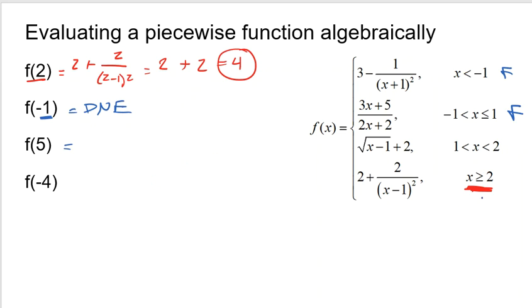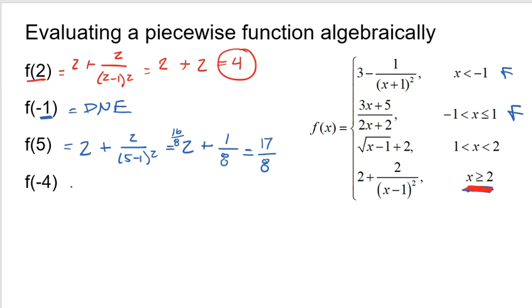What about when x equals 5? Well, once again, 5 is greater than 2, so we're going to once again use this bottom equation. So 2 plus 2 over 5 minus 1 squared. And then walk yourselves through it. So let's see here. 5 minus 1 is 4. 4 squared is 16. 2 sixteenths is 1/8. And 2 is 16/8, which is equivalent to 2, plus 1/8 is 17/8. So there's my answer. It's 17/8.